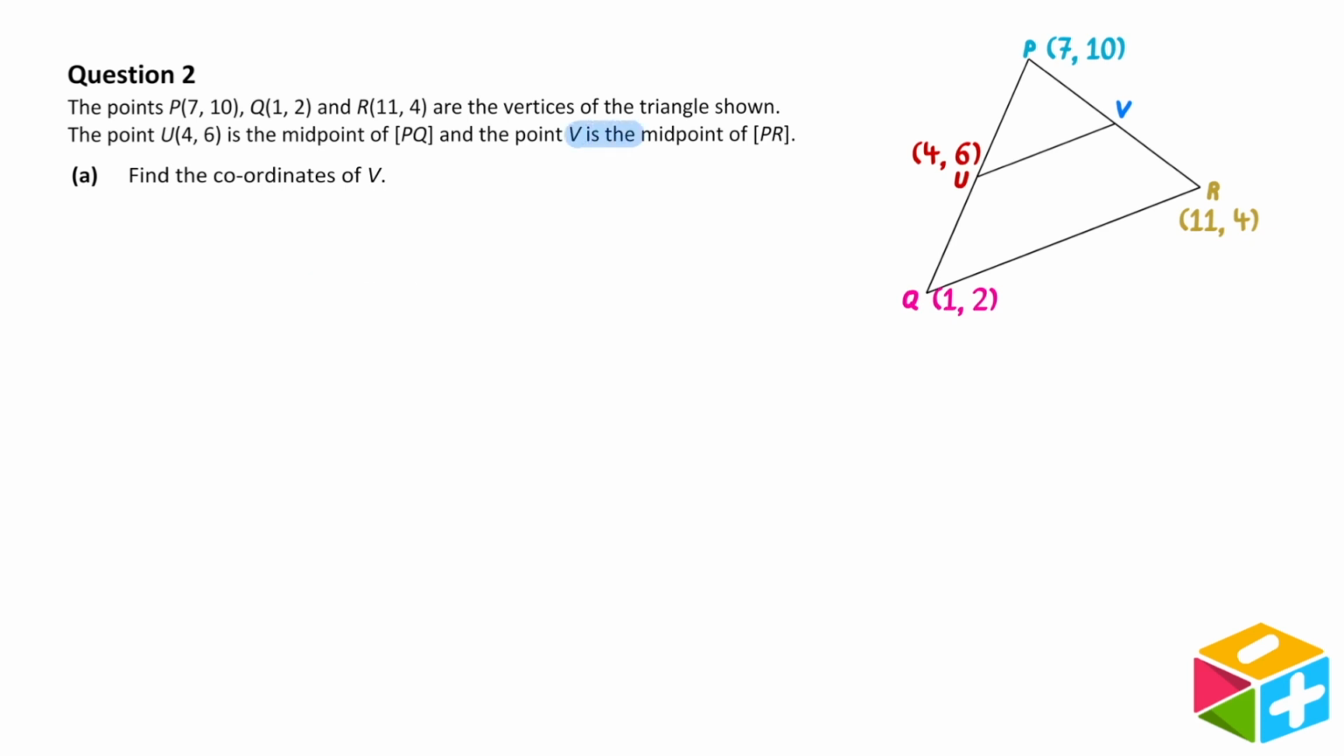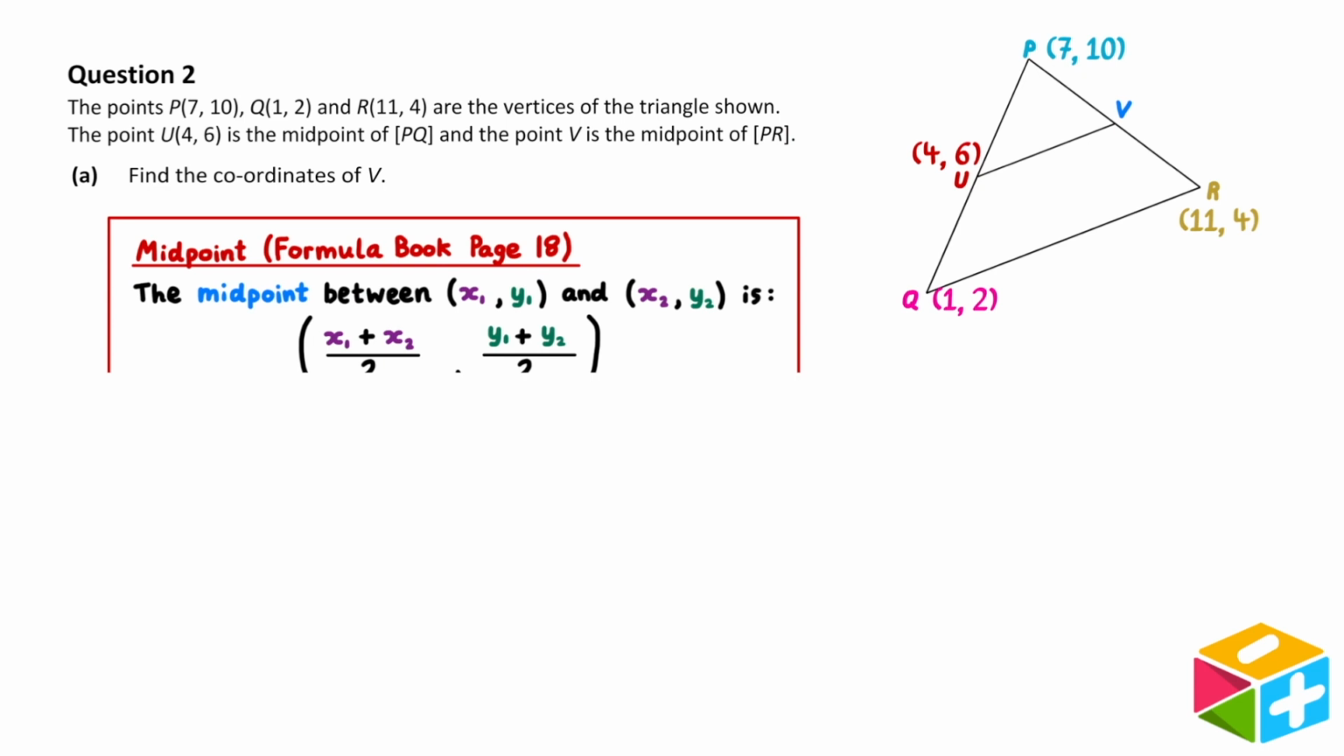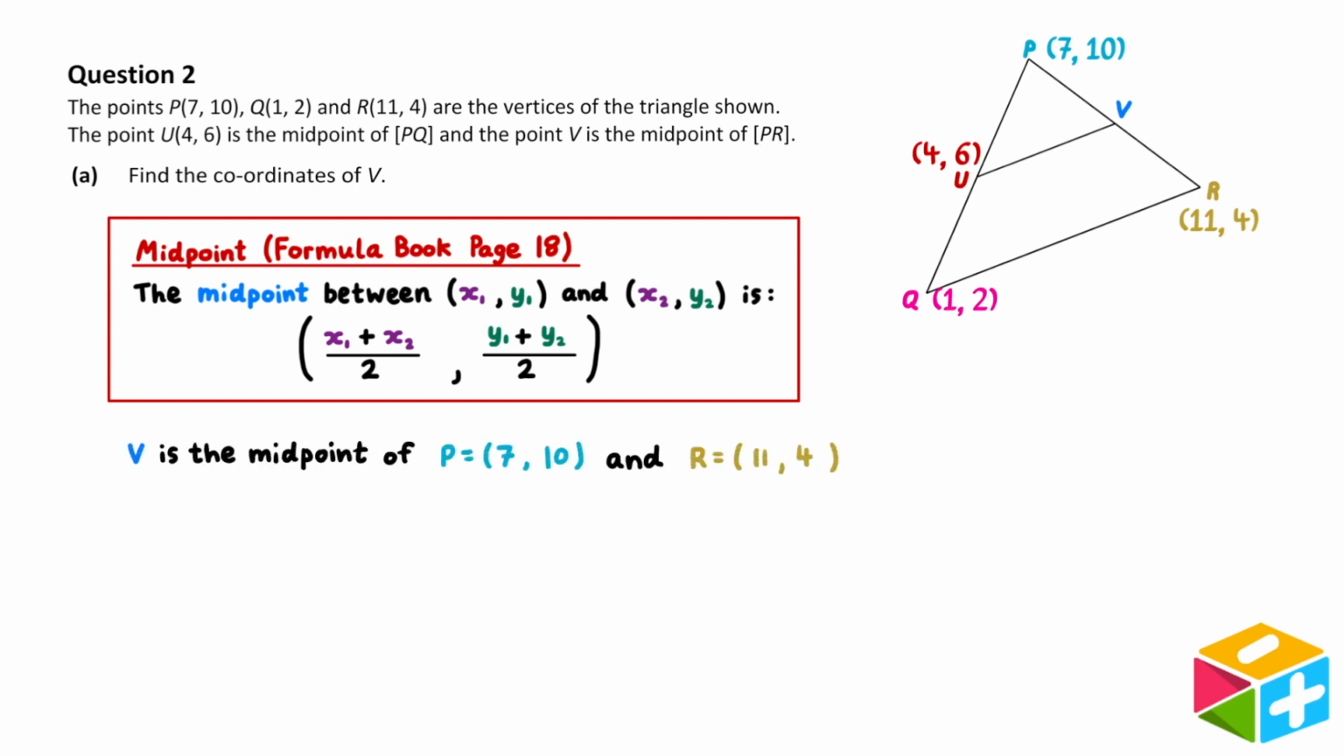We are told that V is the midpoint of the line segment P to R. The midpoint formula on page 18 of the formula book will help us here. It says that the midpoint between x1, y1 and x2, y2 is x1 plus x2 over 2, comma, y1 plus y2 over 2. V is the midpoint of PR, and we know the coordinates of both these endpoints.